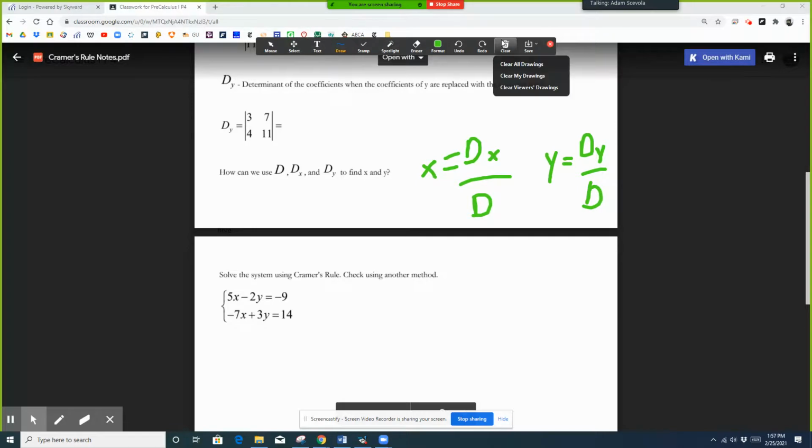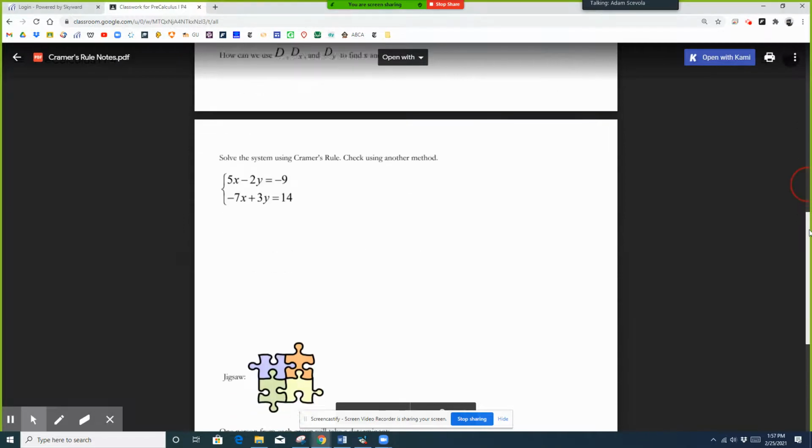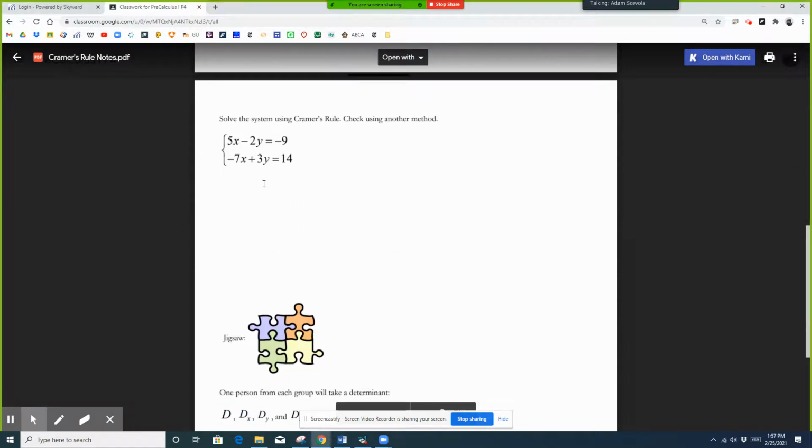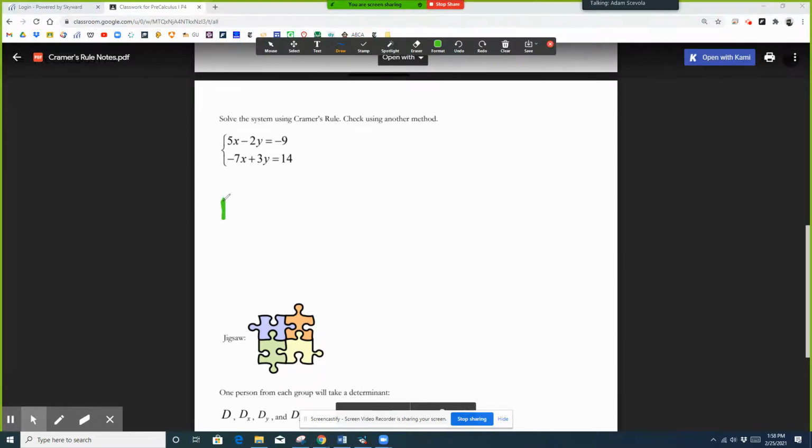All right, so let's try another one. So for this one, first we've got to find the determinant of just the coefficient matrix. So we'll call that D.